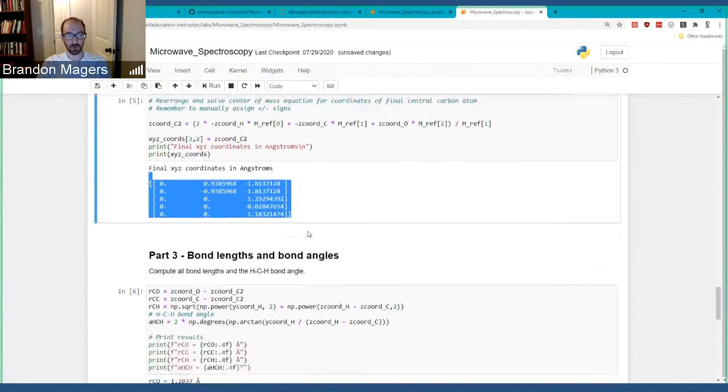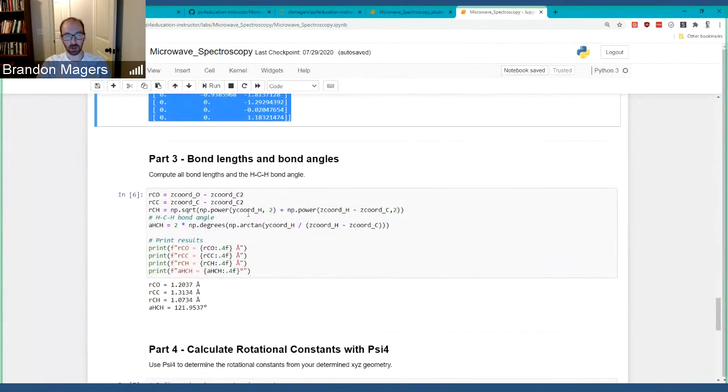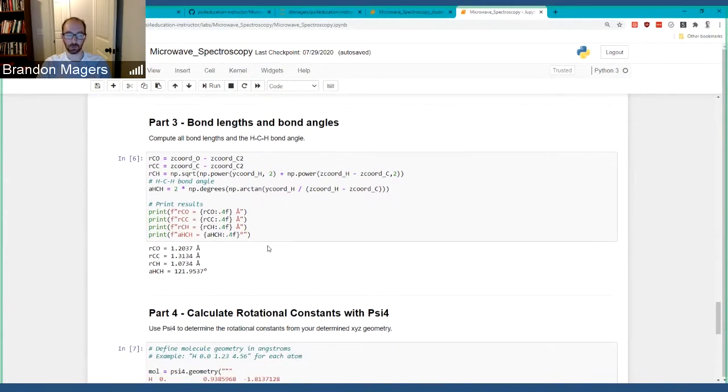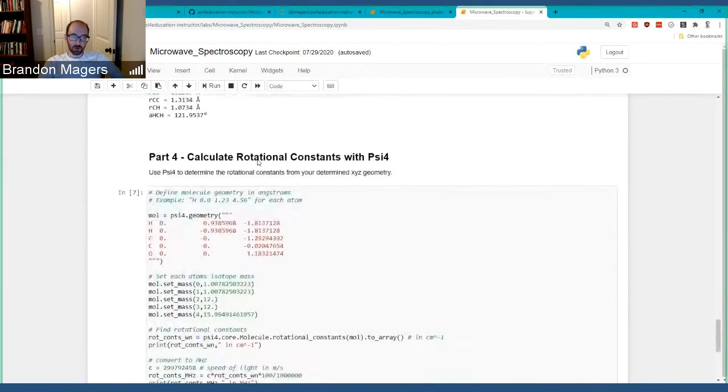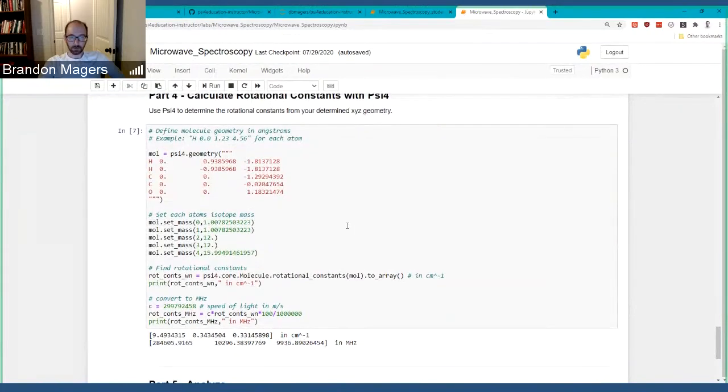Then we ask the students to compute bond lengths and bond angles of everything: the carbon-oxygen bond length, the carbon-carbon, the carbon-hydrogen, and the hydrogen-carbon-hydrogen angle. That's my timer to make sure I didn't talk too long. Then finally, here at the bottom, we actually use Psi4. Up to this point there is no Psi4 yet, but we get Psi4 to compute rotational constants and use that as a comparison.